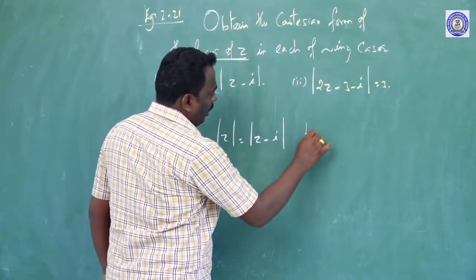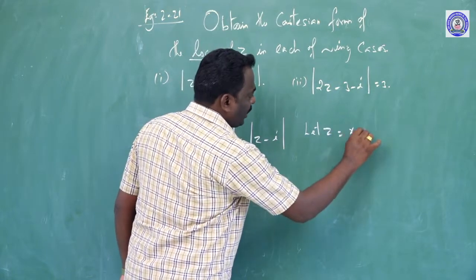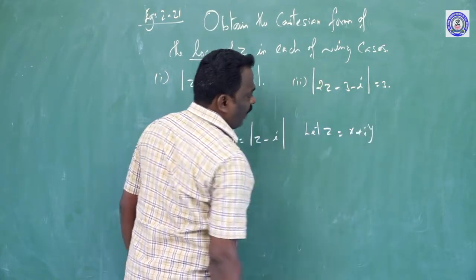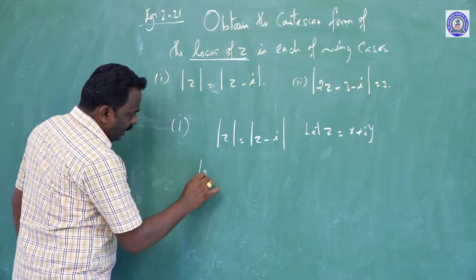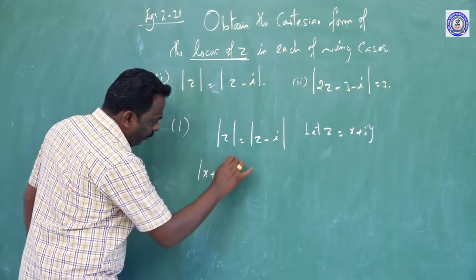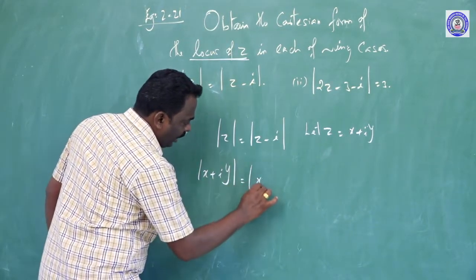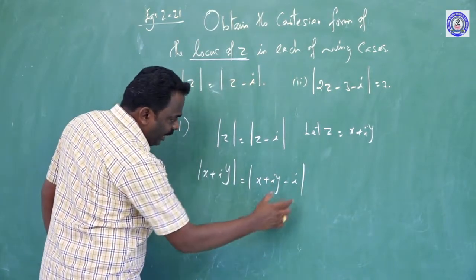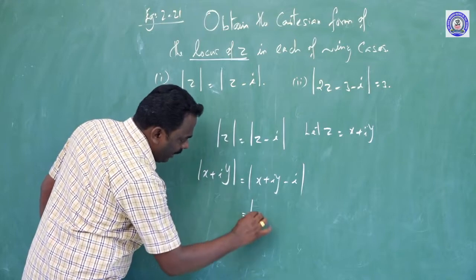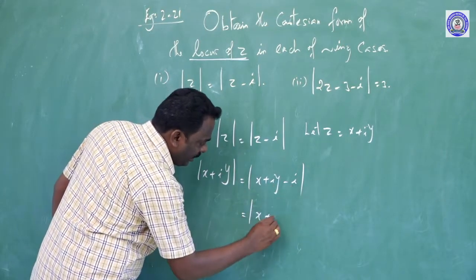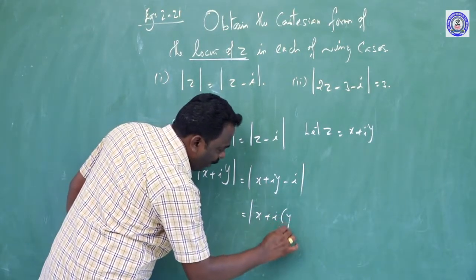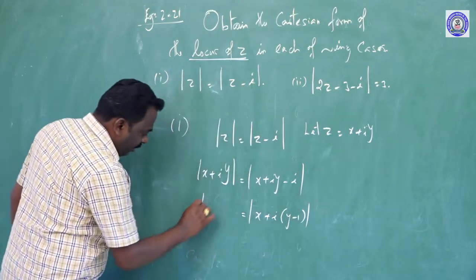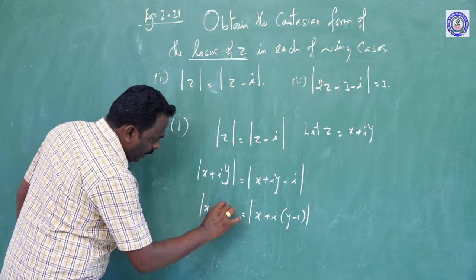So let us consider z equal to x plus iy, the complex form. Replace it here: z equals x plus iy minus i. Collecting the real term separately, it is x, plus the imaginary term, taking i common, it is y minus 1. The left hand side is x plus i into y.